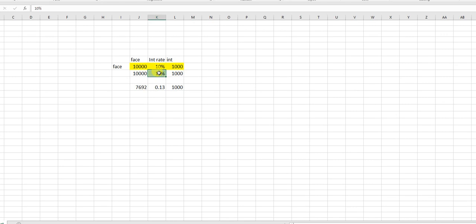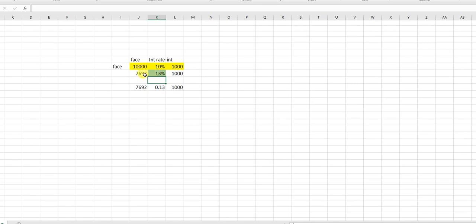If the market rate of interest is below face, it sells for more because I want the $1,000 to be a 3% return instead of a 10% return. If it is above, then it sells at a discount because I need the $1,000 to be a 13% return. So if the $1,000 is a 13% return, I need to cheapen the bond itself.